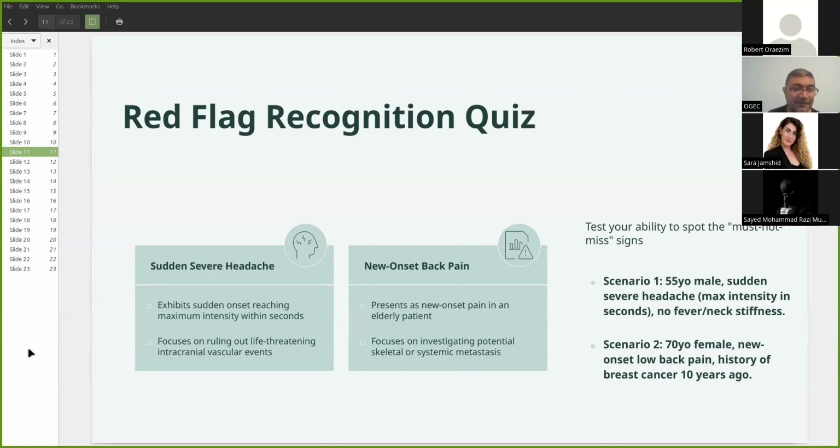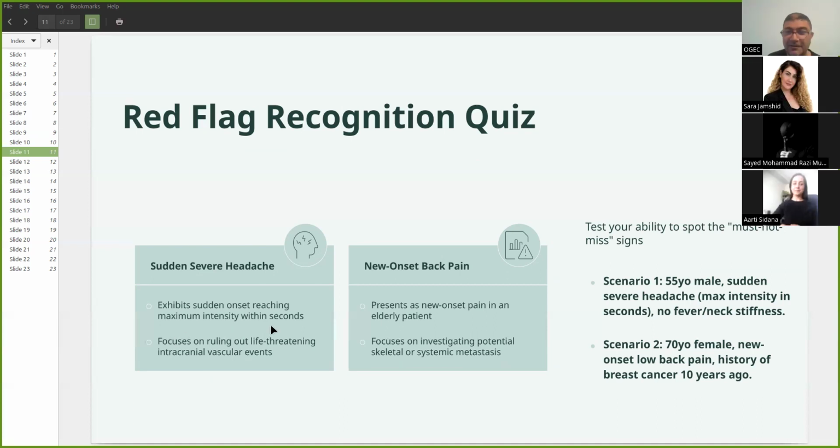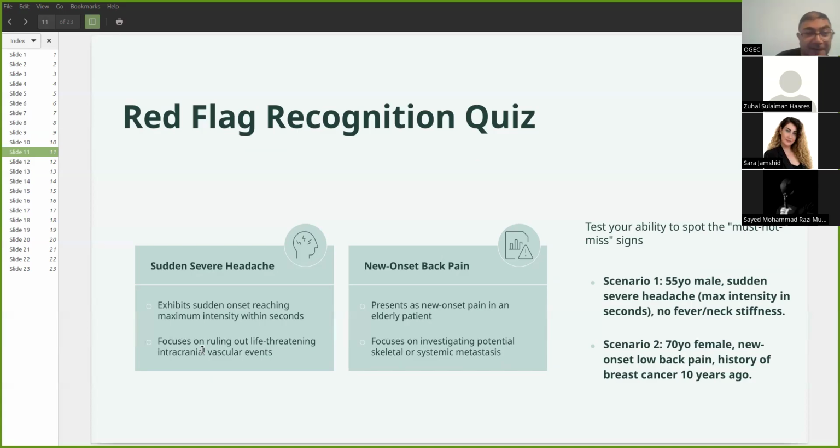Sudden severe headache. Thank you. When there is sudden severe headache, maximum intensity in seconds, it's a red flag. And if it's also associated with vomiting, like excessive vomiting. Yes. Thank you. When it's associated with other red flags, it becomes more severe, and it helps us to identify the main cause.